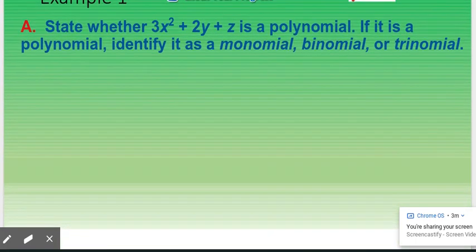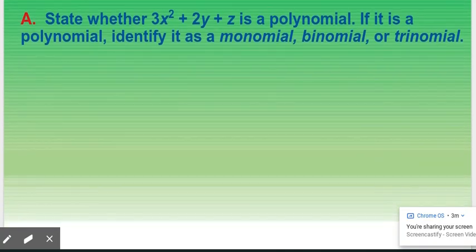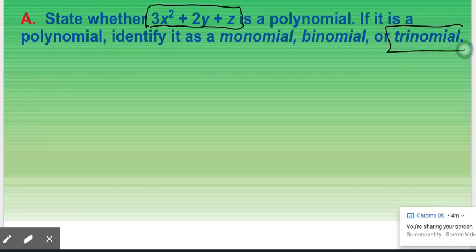Okay, so I'm going to look at some example problems here. And this first one, I want you to quickly think in your head, what type of polynomial is this? Okay. This particular one would be a trinomial. There are three terms. We have the 3x squared, a positive 2y, and a positive z.